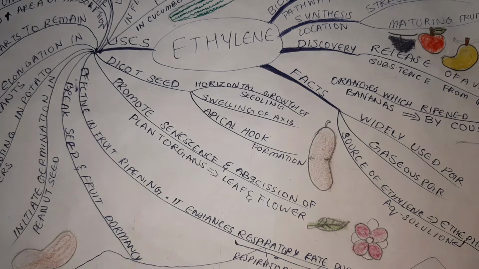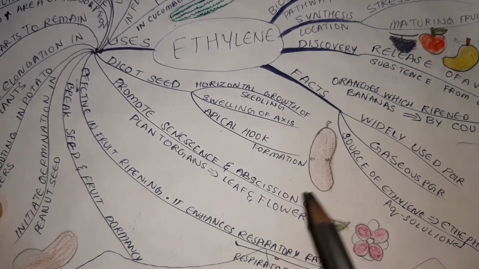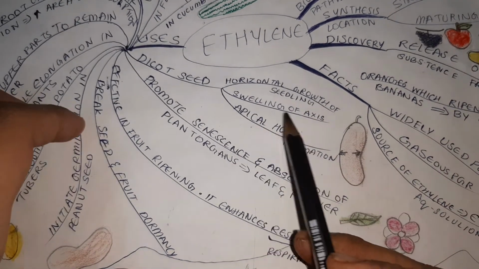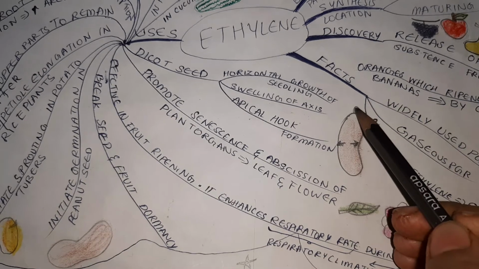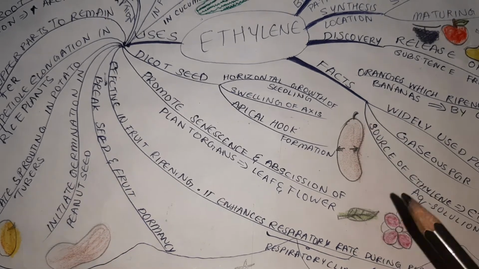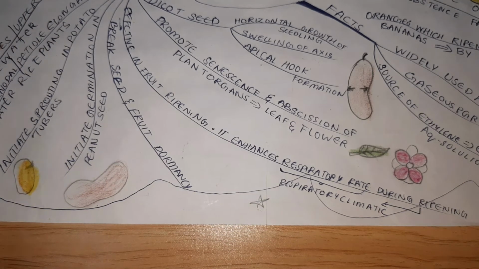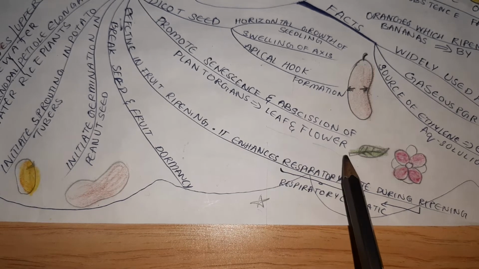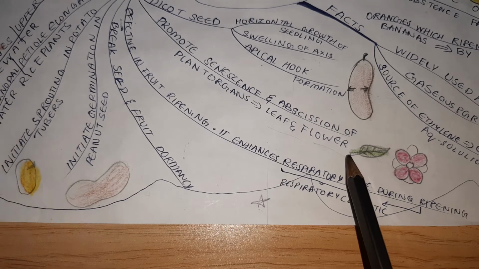There are many uses of ethylene. In a dicot seed, it helps in the horizontal growth of seedlings. Ethylene promotes horizontal growth and swelling of the axis. The axis is swelled in a dicot seed, along with apical hook formation. These are all the uses of ethylene in a developing dicot seed. Talking about senescence and abscission, ethylene is known for both. It promotes senescence and abscission in plant organs such as leaves and flowers. The falling off of old leaves and flowers is promoted by ethylene.